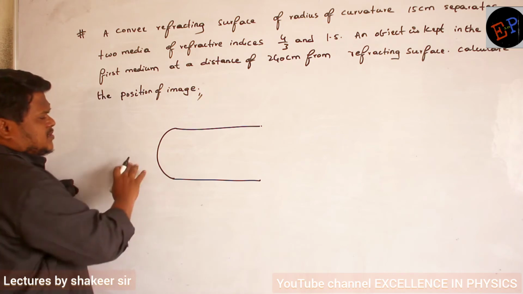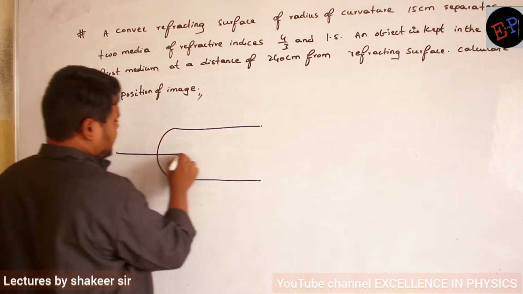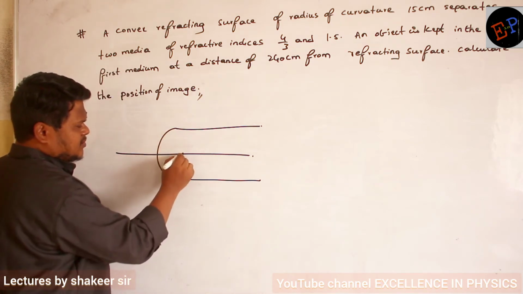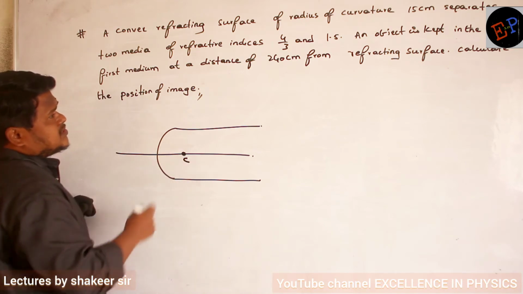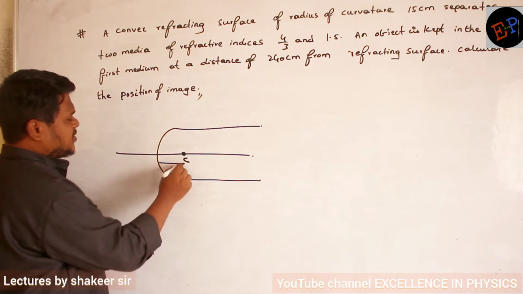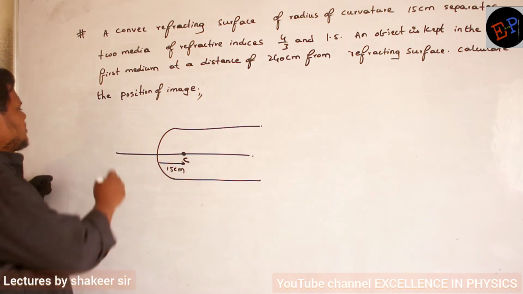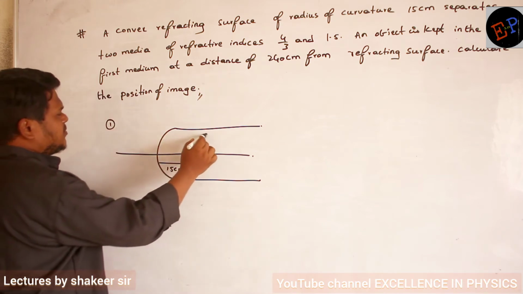This is separating two media. It means this is the first medium and this is the second medium. And what is the radius of curvature? If I complete this into a circle, approximately this is the position of the center of curvature, and the radius of curvature is approximately 15 centimeter. So this is medium number 1 and medium number 2.